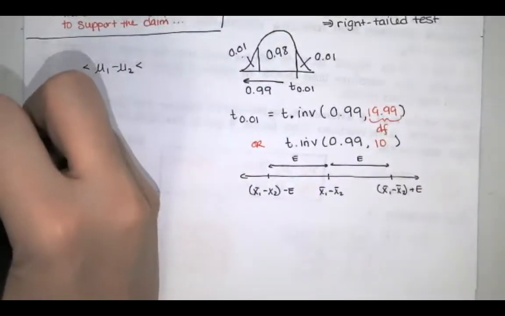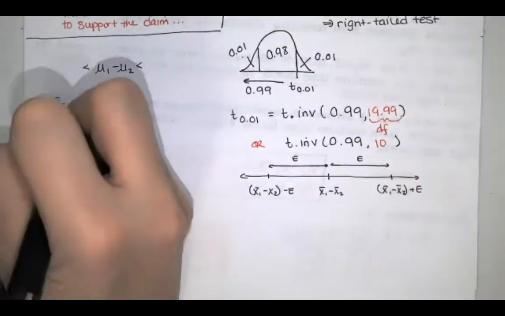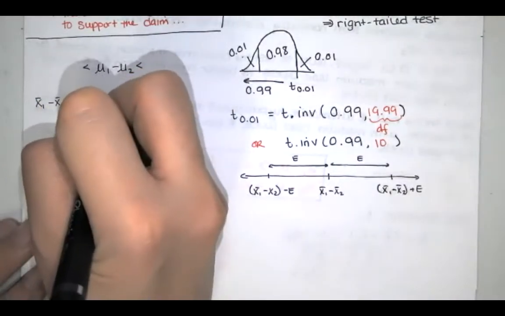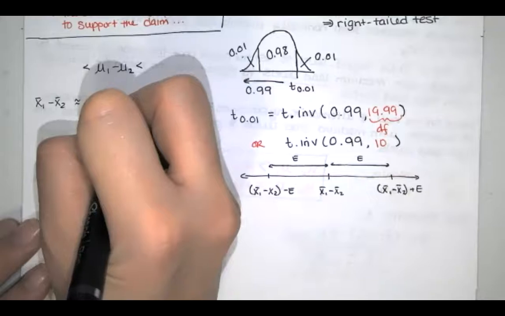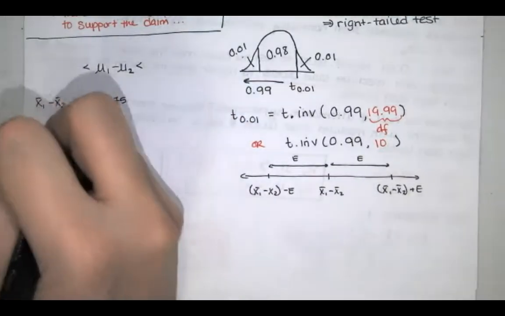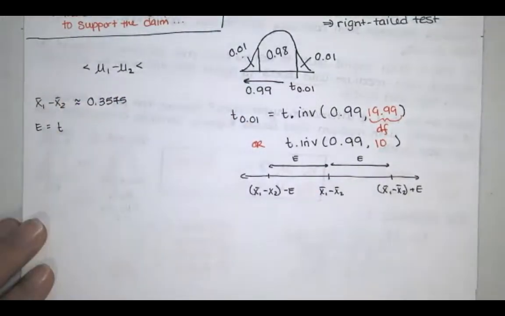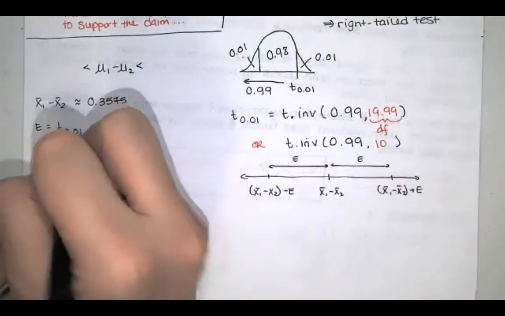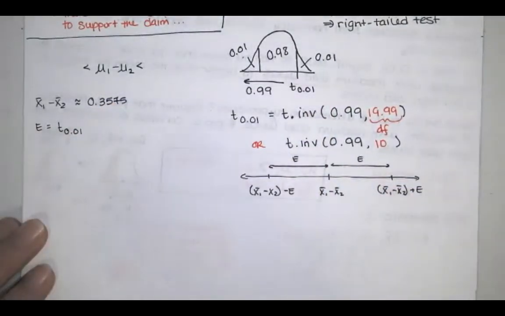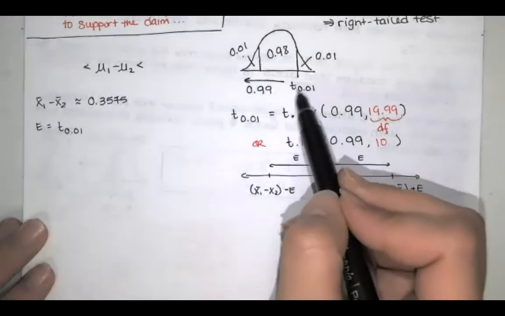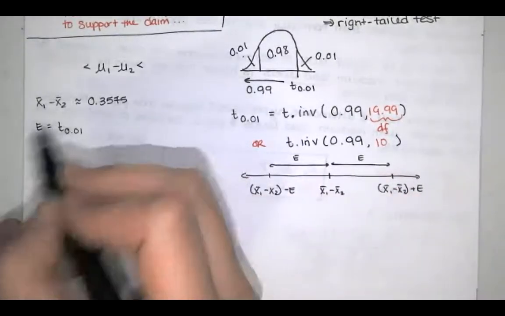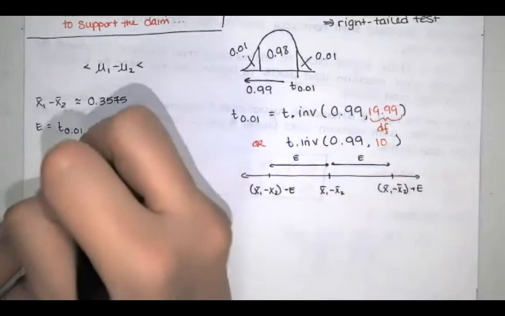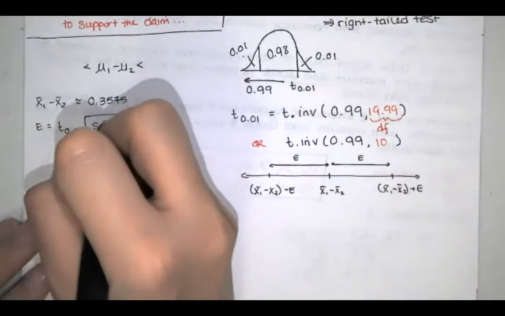Actually, let me write this down. X sub 1 bar minus x sub 2 bar. That's actually already on our spreadsheet. We calculated that. That was about 0.3575. The error is given by t sub alpha over 2 typically. But in this case, for our confidence interval that is appropriate for this hypothesis test, we're using t sub 0.01 times the appropriate estimated standard deviation, which is this.